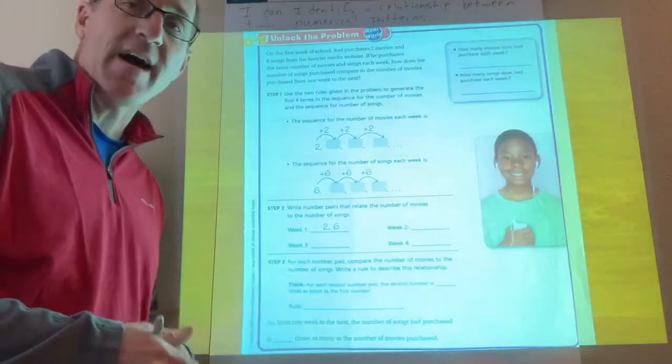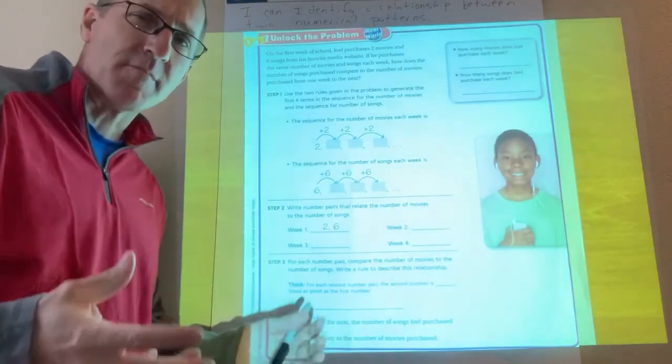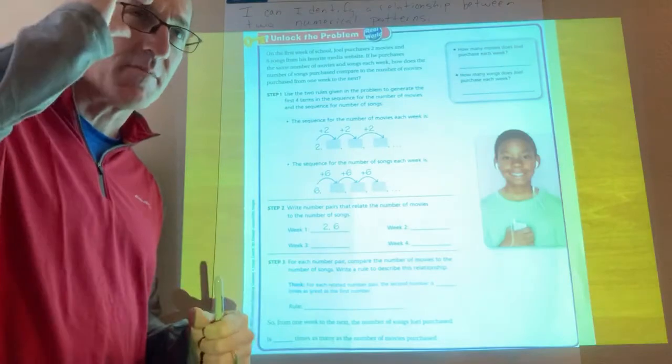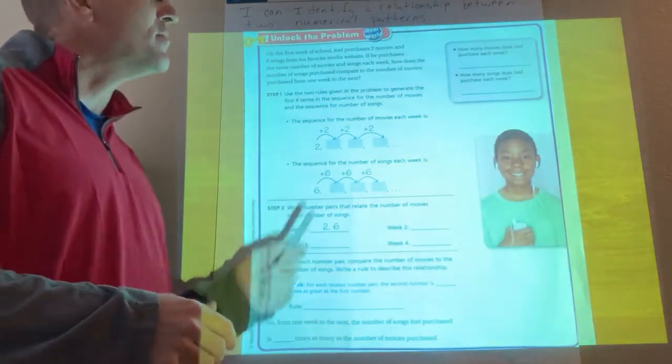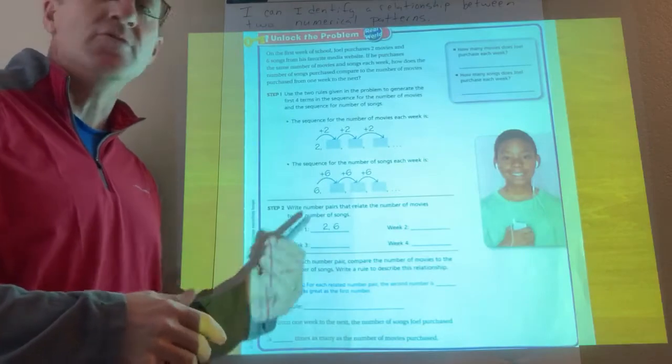This is 9.5. It's kind of a different lesson. We've been doing ordered pairs. It's kind of still got ordered pairs, but we're going to be a little bit more specific now. Your objective is to be able to identify a relationship between two numerical patterns.